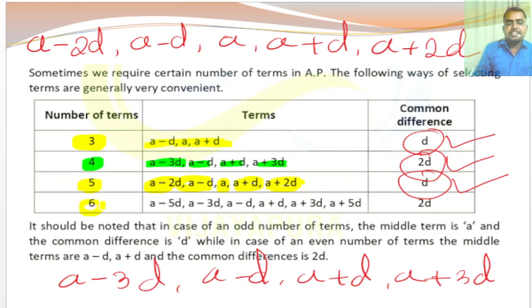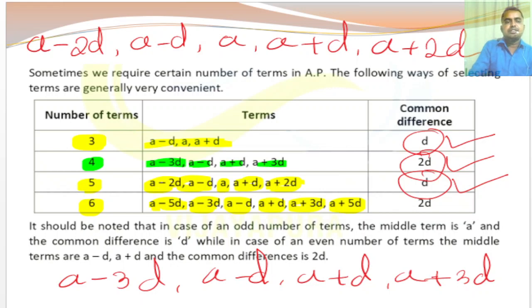Next, if 6 terms are given, at that time a minus 5d is the first term and a plus 5d is the 6th term. A minus 3d is the second term. A plus 3d is the fifth term. A minus d is the third term. A plus d is the fourth term. In this manner we are selecting the 6 terms.